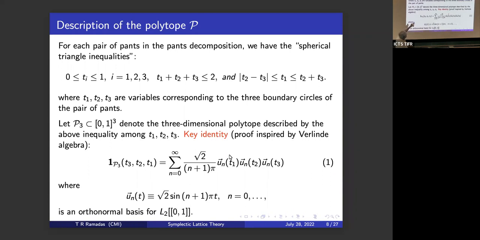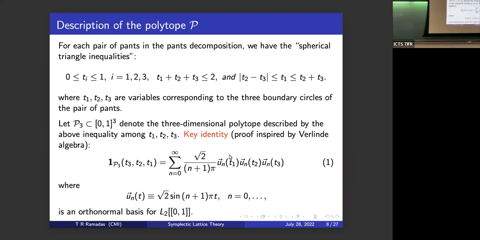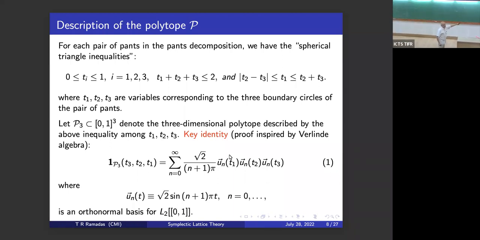These are precisely the conditions that t1, t2, t3 form, up to some normalization, the sides of a spherical triangle, just to aid some understanding. So you have this constraint for every vertex, and the polytope is given by the intersection of these constraints.